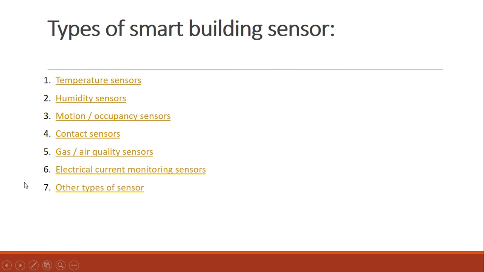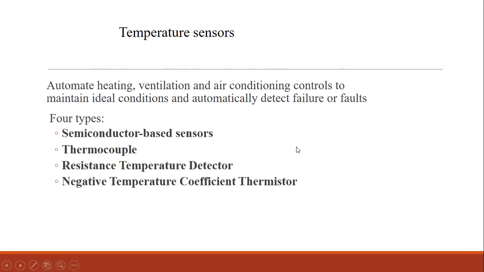These are the different sensors which are used inside the IoT prototype or IoT based applications. For example, temperature sensors, humidity sensors, motion sensors, contact sensors, and gas or air quality sensors, which are used for air pollution monitoring or in-house air pollution monitoring. Then electrical current monitoring sensors, and humidity and temperature sensors for measuring the temperature. So these are the different types of sensors which can be used inside the green building.